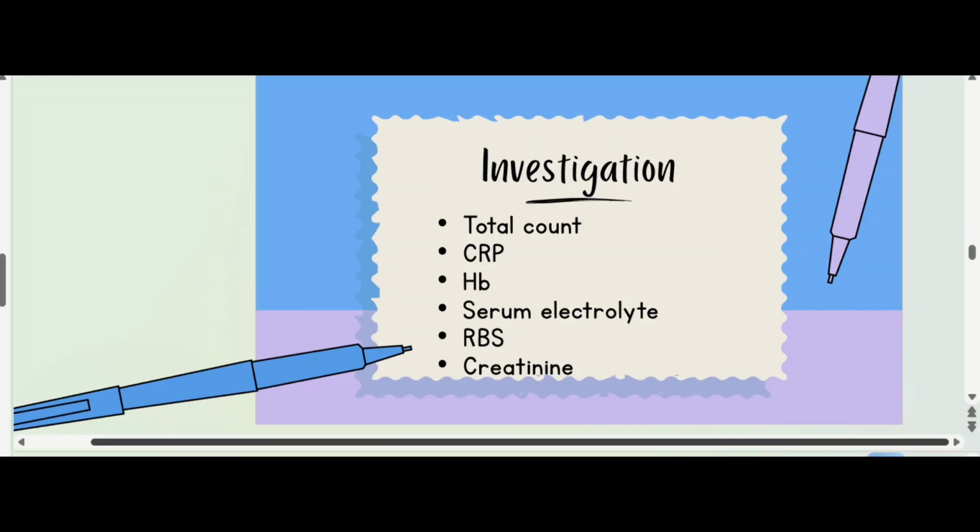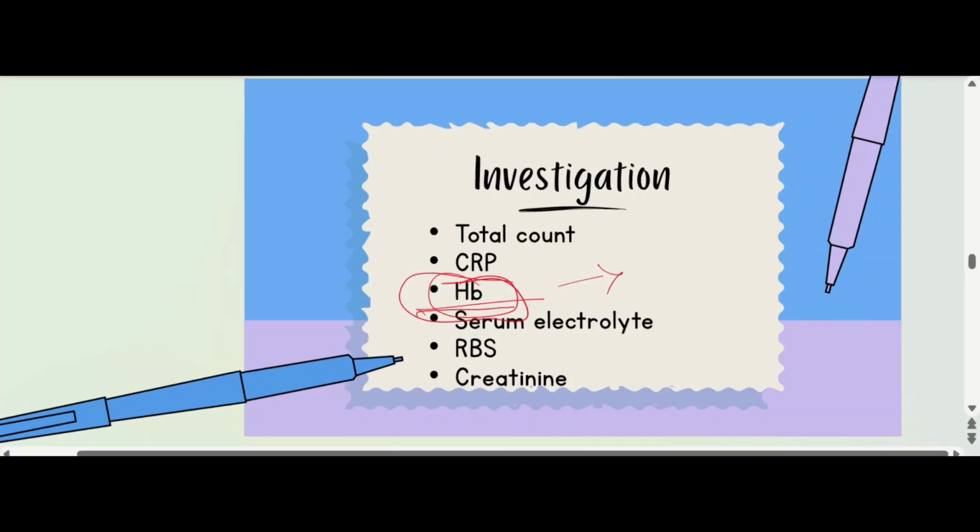Coming to the investigations, the first and foremost blood investigation is total leukocyte count to see how severe the infection is. CRP will also be raised. Hemoglobin level should be checked, because the main surgical management of necrotizing fasciitis is extensive and aggressive surgical debridement, so we need to have a proper hemoglobin level.